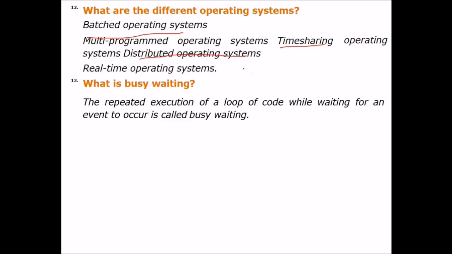What is busy waiting? The repeated execution of a loop of code while waiting for an event to occur is called busy waiting. As the name suggests, you are waiting, but you are busy in waiting. It means the repeated execution of a loop of code while waiting for an event to occur.